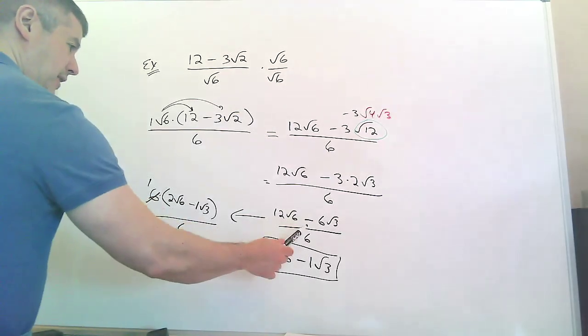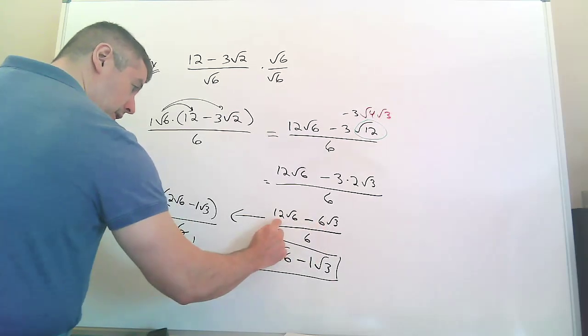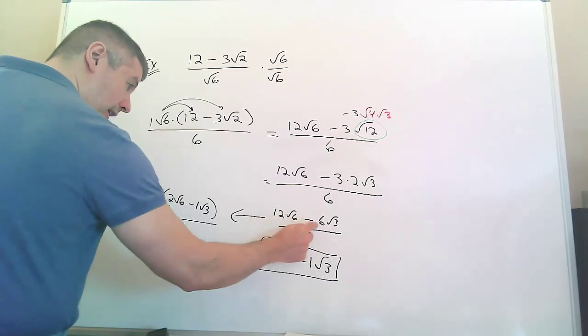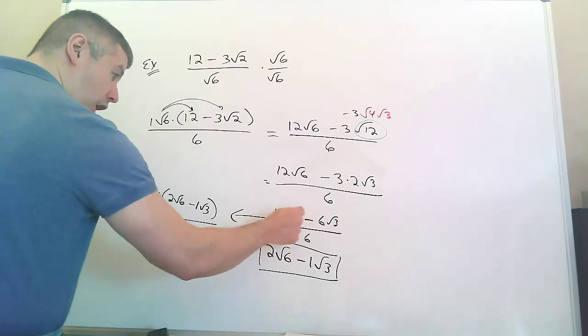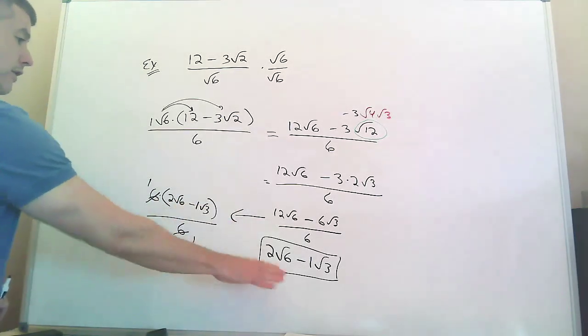Some people say you can't divide across the minus. I can if it goes into everything. Because if I put this 6 into 12 and 6, then I'm not dividing across the subtraction. I'm dividing them both. So that's why it's allowed. Whatever you want to do, that's what you get.